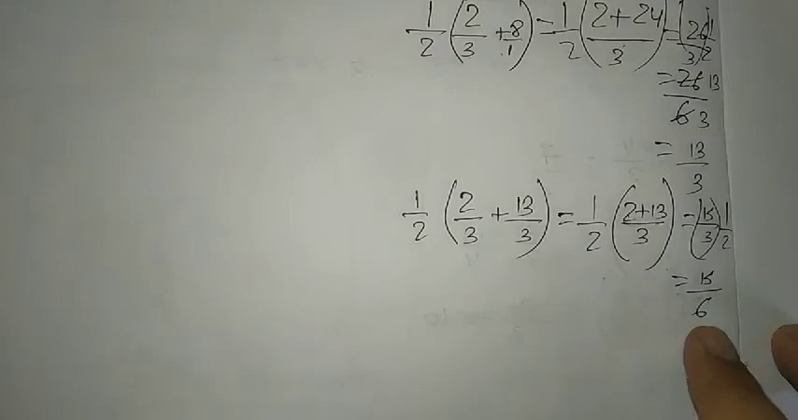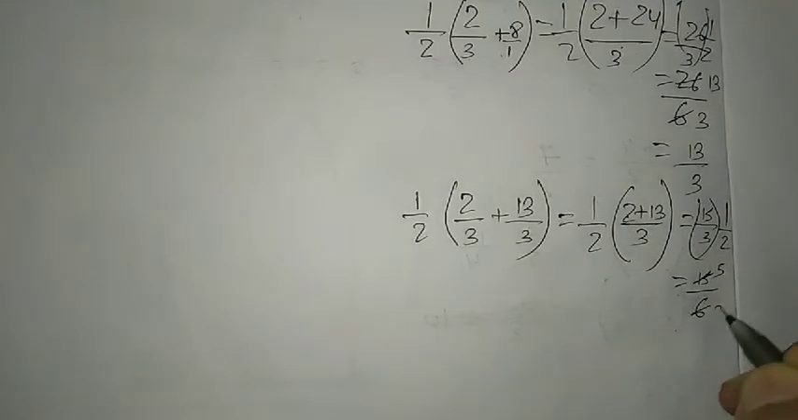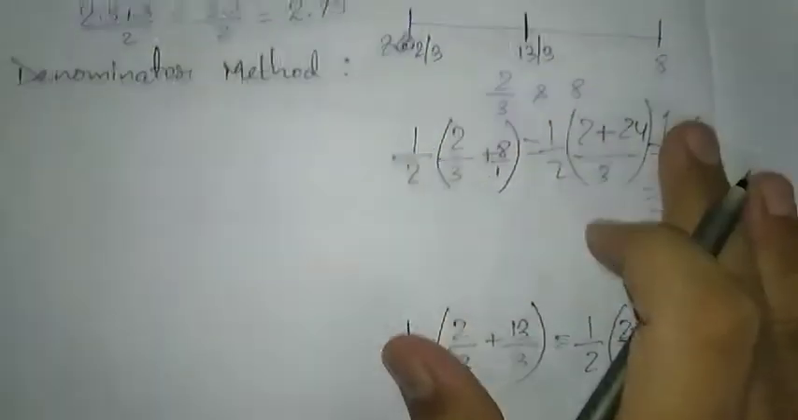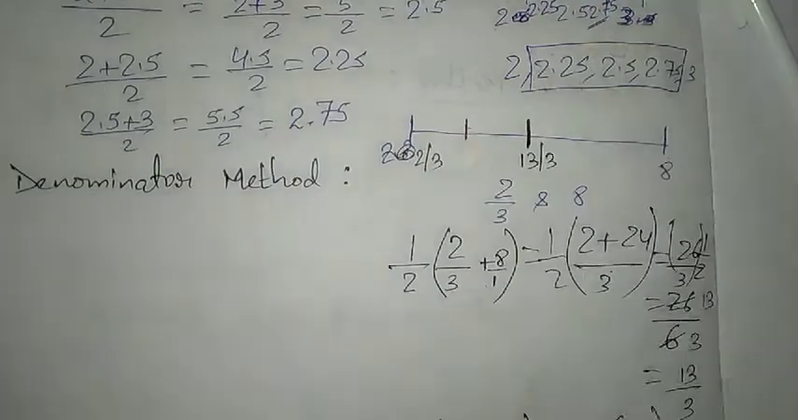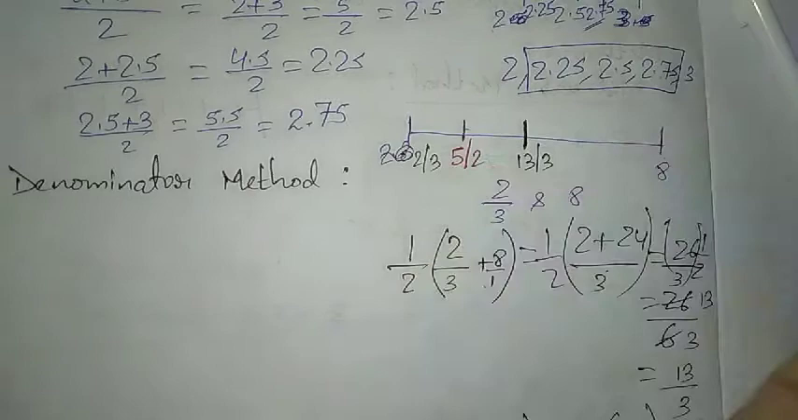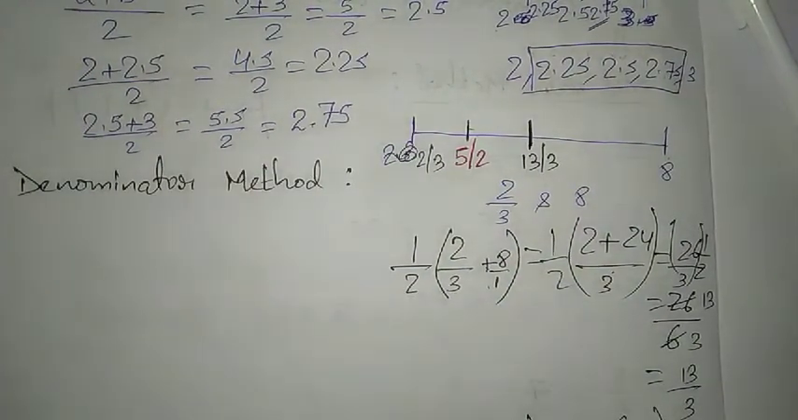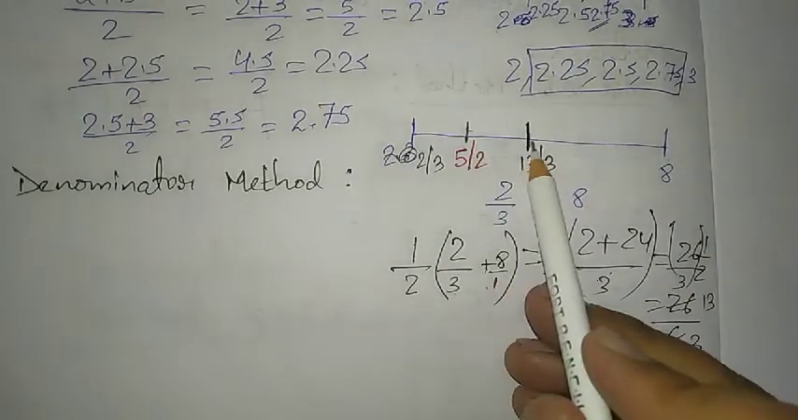So the next number is 15 by 6. Can you reduce it? Yes, it can be reduced. 3 5s are 15. 3 2s are 6. So you got this value as 5 by 2. So we got this value between them, right? Between 2 by 3 and 13 by 3. So this is 5 by 2. Okay.